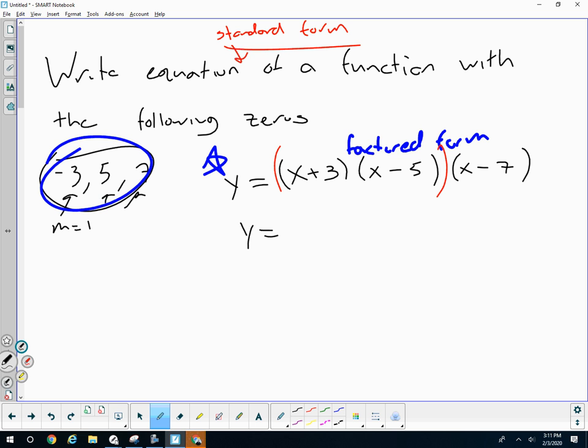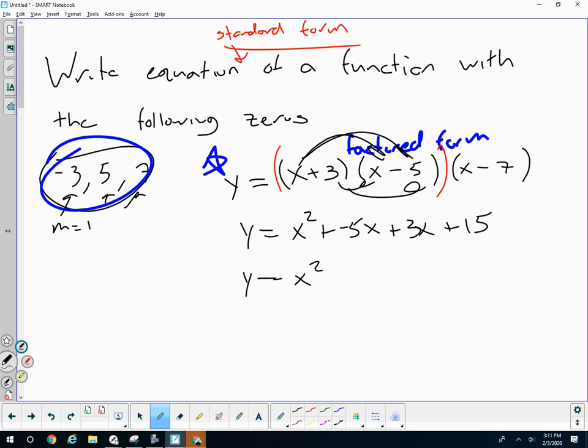It's up to you. X times x, x squared. X times -5, -5x. 3 times x, 3x. 3 times -5, -15. I will combine my like terms, -5x and 3x, to be -2x. I am smart enough to do this without any of this work. And you guys are smart enough to go straight from here to here.